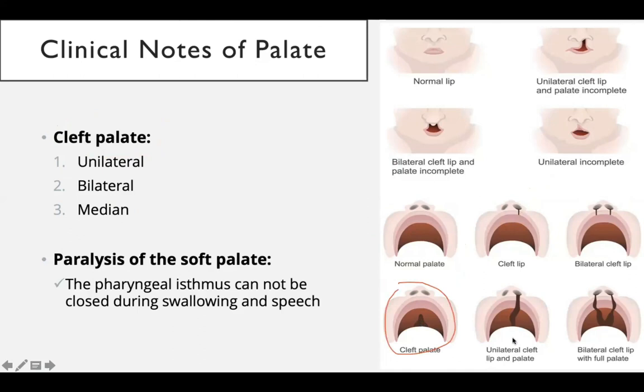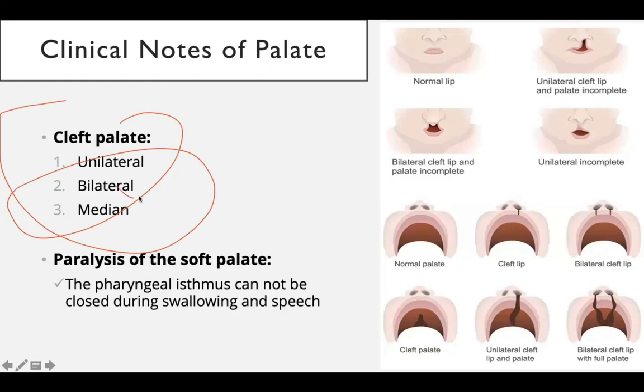And then there is unilateral cleft lip and palate, a cleft in the lip and palate. This is the lip, and this is the palate inside, so it's crossing all. And going bilaterally, this is bilateral cleft lip with full palate. Now we know cleft palate is unilateral, bilateral, and median.